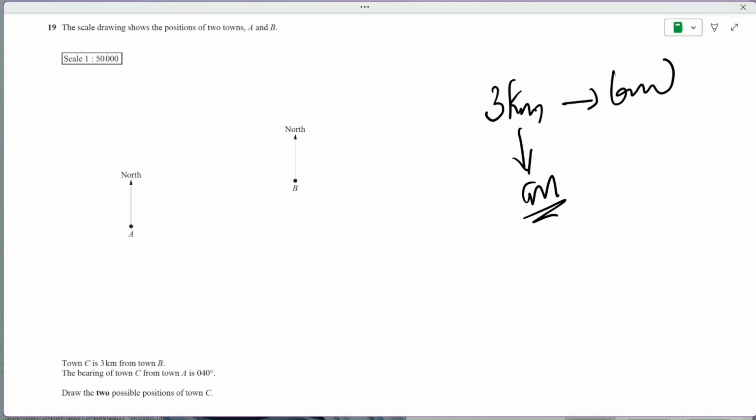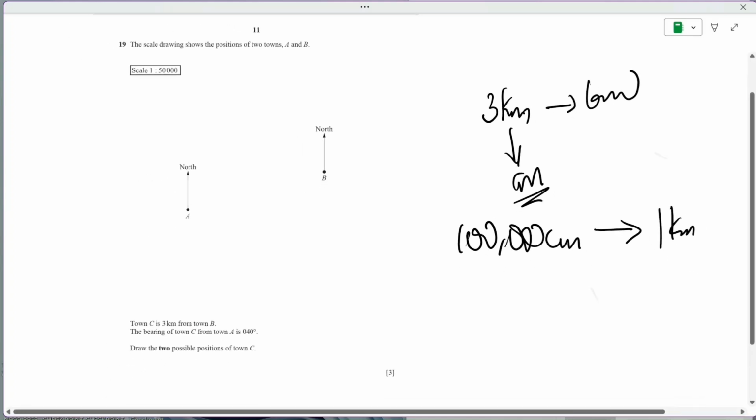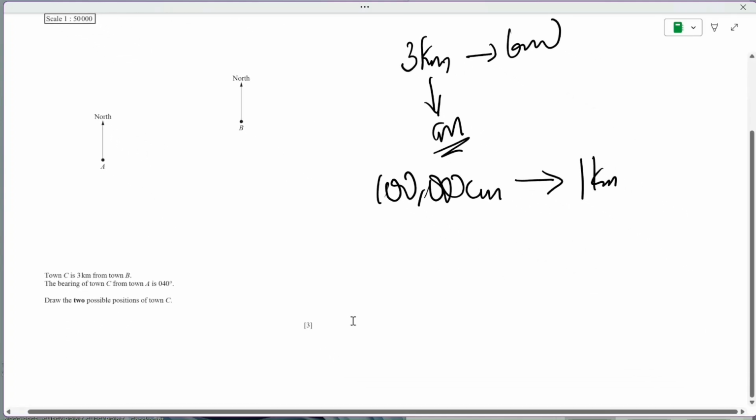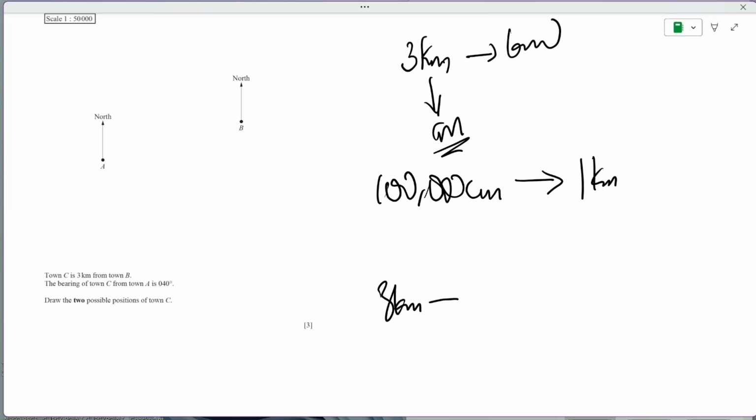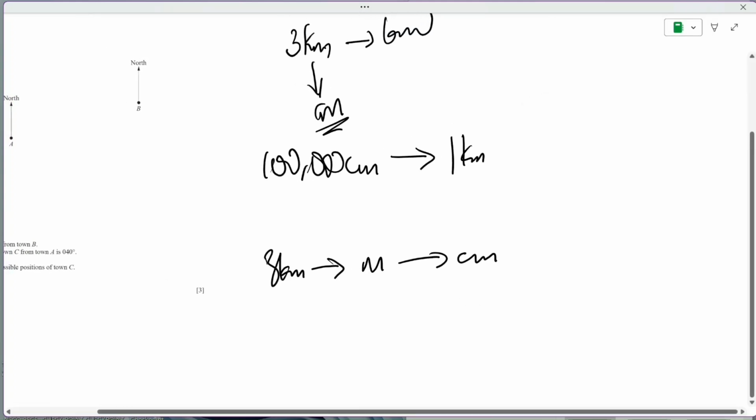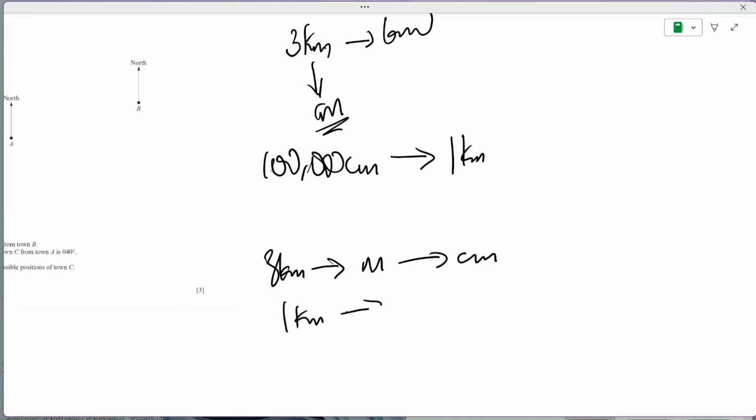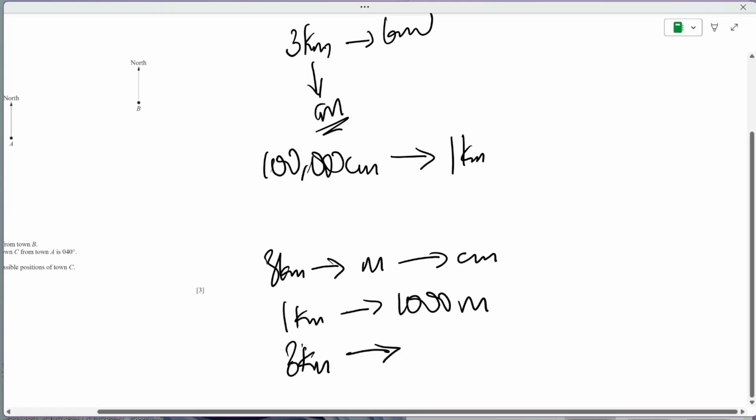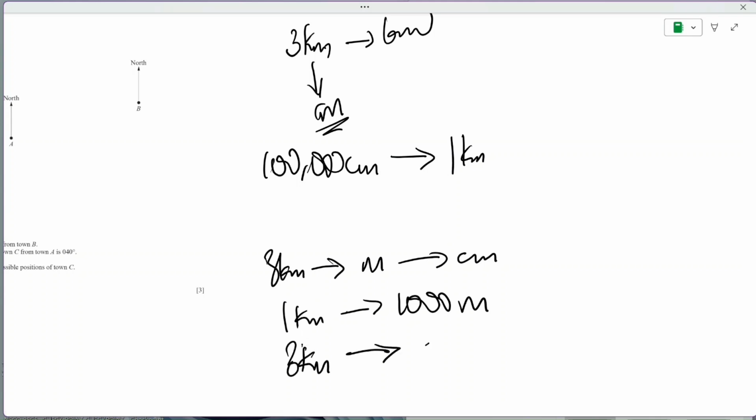You might be good at doing it in the sense that 100,000 centimeters equals 1 kilometer. You might know how to do it this way. Or you might convert it, that's 3 kilometers to meters first, then from meters to centimeters, depending on how you can do it. Now, for those who might not know how to convert directly from kilometers to centimeters, from kilometers to meters, you have 1 kilometer equals 1,000 meters. So you convert 3 kilometers to meters, you can say it's x meters.